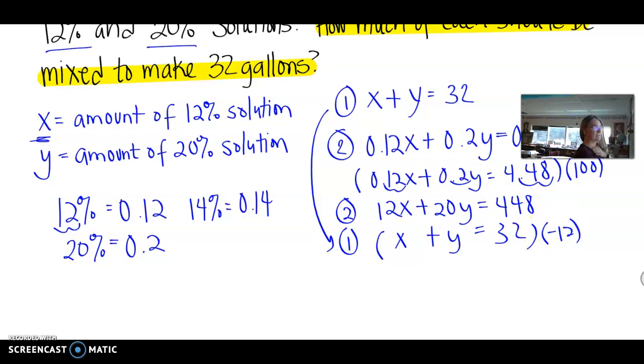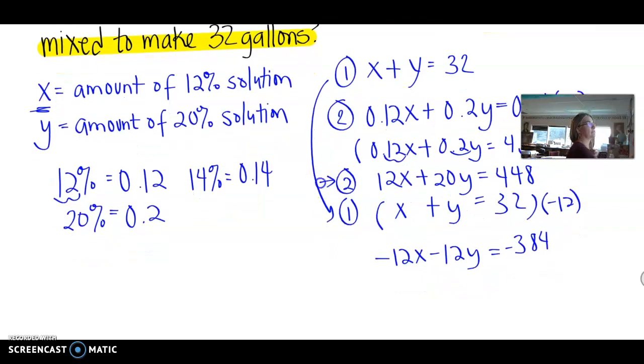And then I have, so that'll be negative 12x minus 12y, and 32 times negative 12 is negative 384. I'm going to add that to my equation that I wrote here. So 12x plus 20y equals 448. Add down. The x's will be eliminated. And you have 0x, and then this is going to be 8y.